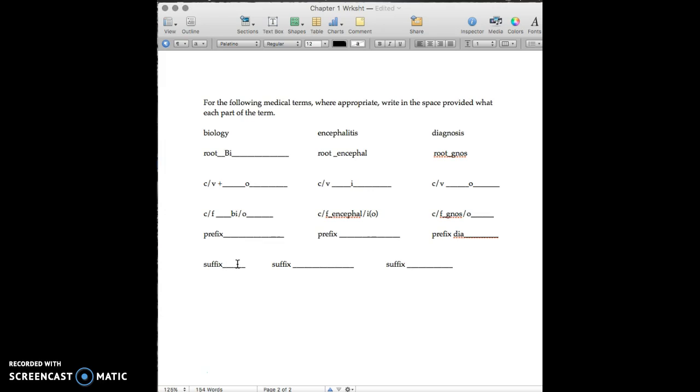So the suffix is everything after the combining form. So here it's logi. Some of you put a y, which in and of itself is a suffix, and so I accepted that as well. So the process of study, basically those two things put together, okay? And then also remember that all medical terms have a suffix, so we have to find what the suffix is here for encephalitis. And last but not least, SIS for the suffix for diagnosis.